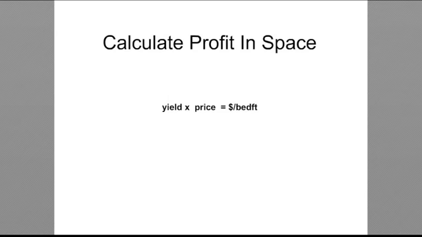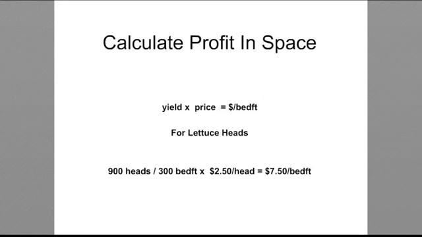So if we were talking about lettuce heads, the vegetable lettuce, if you could harvest 900 heads of lettuce from a bed that was 300 foot long, and you sold those heads for $250 apiece, that would give you about $750 a bed foot. So that's a crop that comes out to about $60,000 an acre, and that's assuming that you can sell all of these, that you have a market for them. So this would be a crop that's fairly profitable for the space that it's taking, and it's easy to think about that in terms of vegetables, but we use the same analysis for seeds.